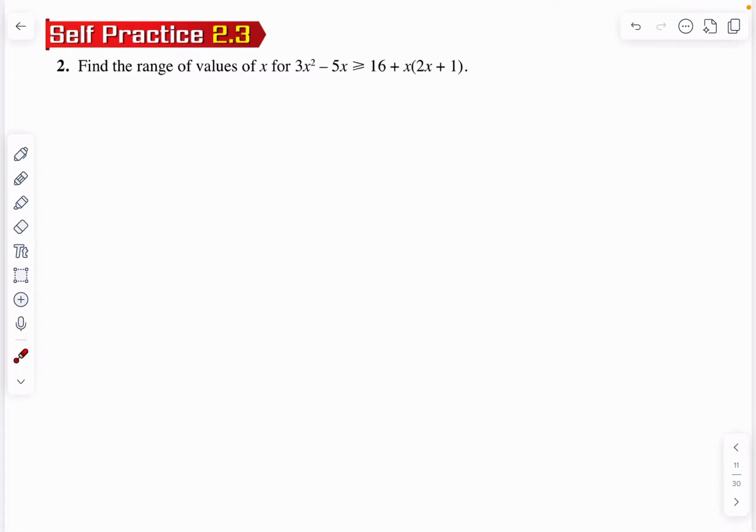Question 2. Find the range of values of x for this equation. Okay, so let's bring all of it to one side first, and copy down the question.